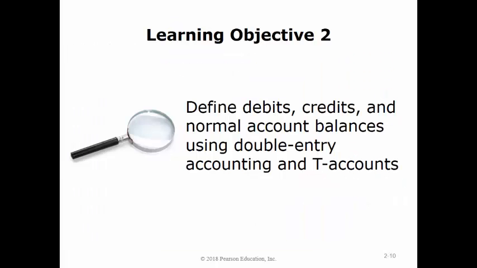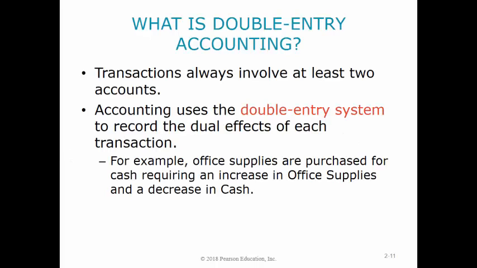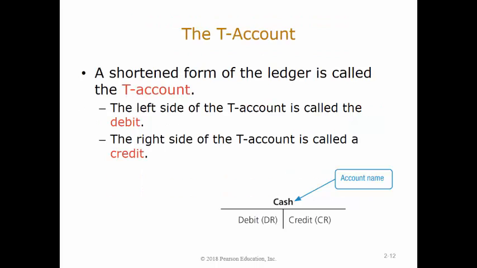The second learning objective for this chapter will be to define debits, credits, and normal account balances using double entry accounting and T accounts. In accounting, the double entry system is used to record the dual effects of every transaction. A transaction would be incomplete if only one side of the transaction were recorded. In addition, recording only one side of the transaction leaves the accounting equation out of balance.